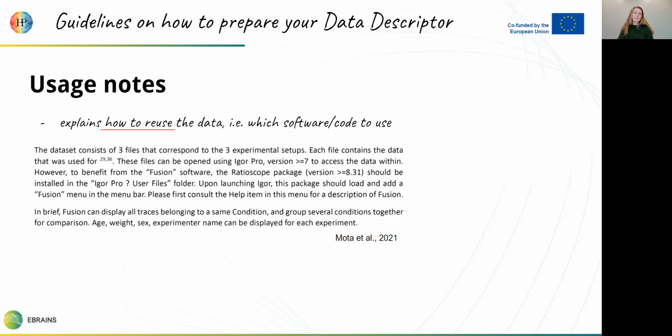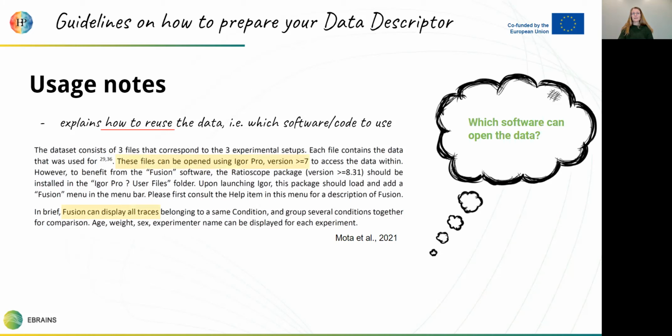The usage notes are specifically aimed at the use and reuse of the dataset. This section should include experiment-specific information to help other researchers with, for instance, opening or viewing the data files. This section could also include suggestions for additional analysis, which codes to use, or how to compare and integrate this dataset with other datasets.